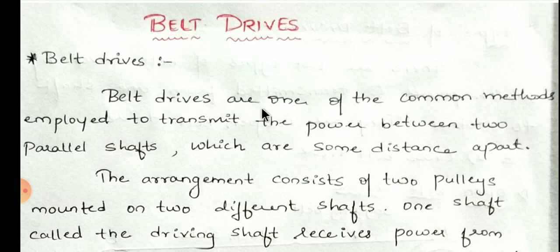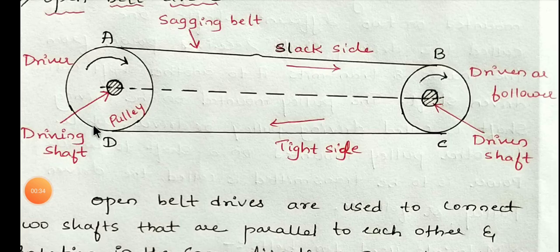Belt drives are one of the common methods employed to transmit power between two parallel shafts which are some distance apart. To understand the belt drive concept, I am going to take a sketch. Belt drive is going to transmit the power between two parallel shafts which are some distance apart. Here you can see that the shafts are parallel and are located at a certain distance. These arrangements consist of two pulleys mounted on the shafts.